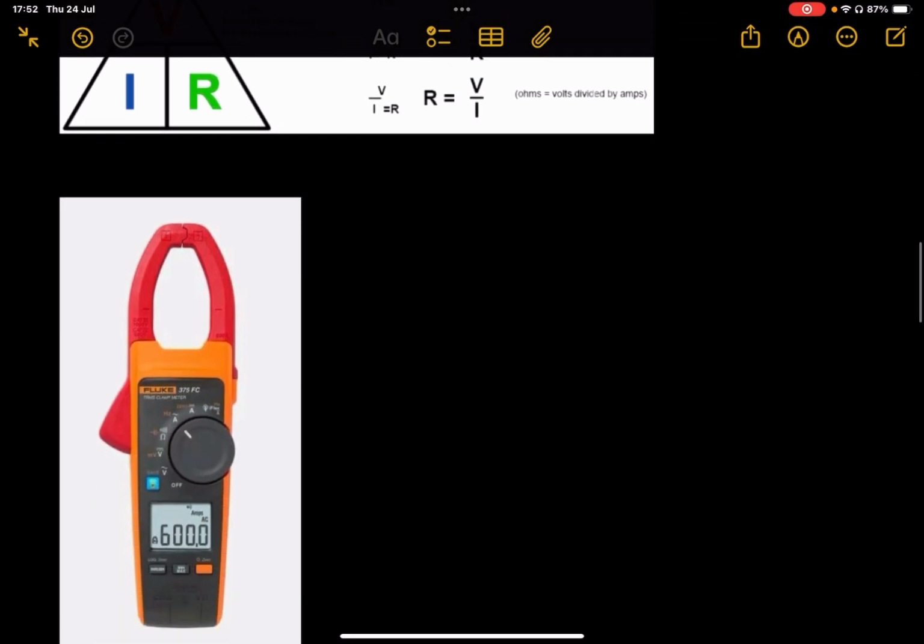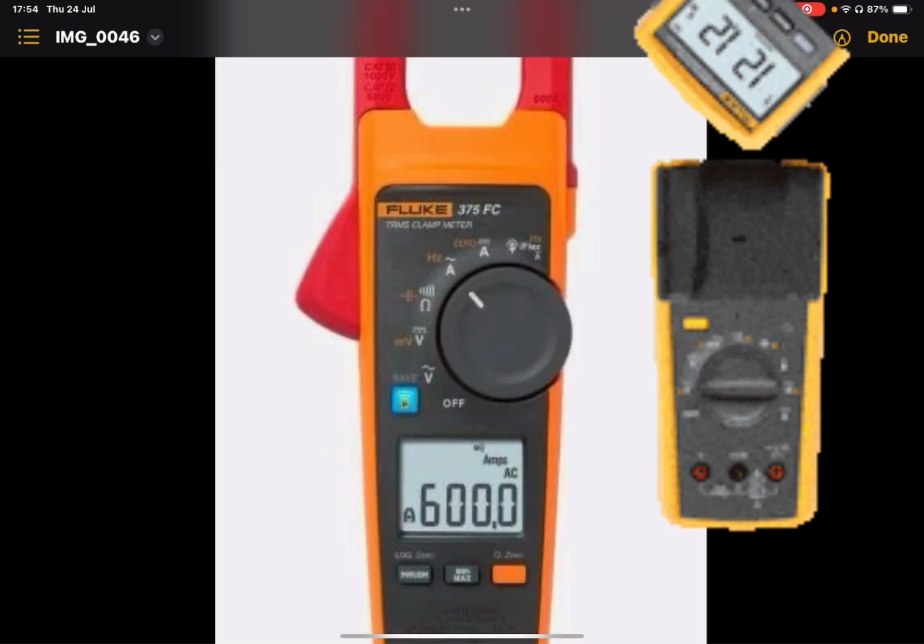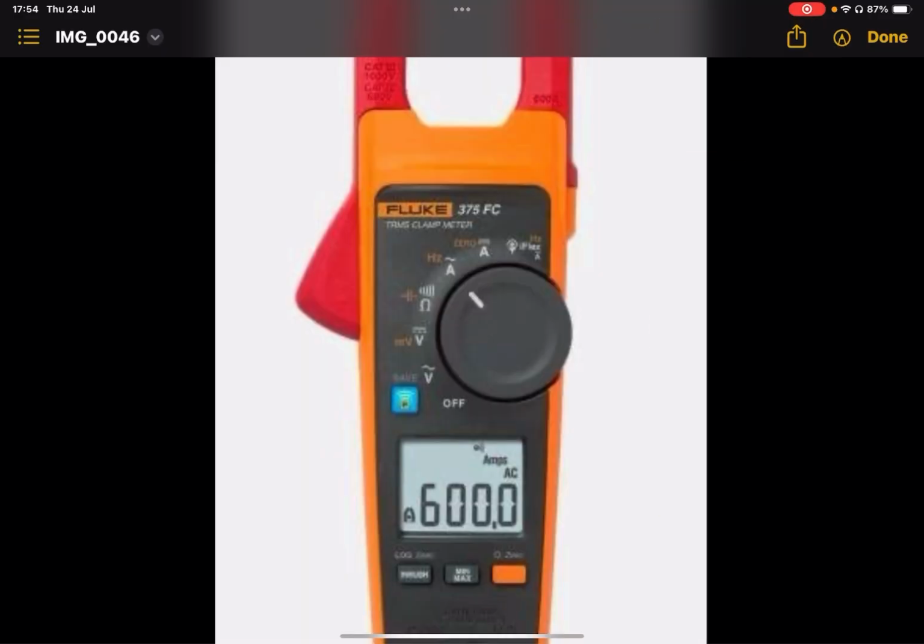Anyway, these parameters are normally measured with a multimeter in the field. This is a Fluke 375FC, and on the Fluke itself, you can see the A and the omega sign, which is ohms, as well as the V. So typical multimeters will normally have these parameters.